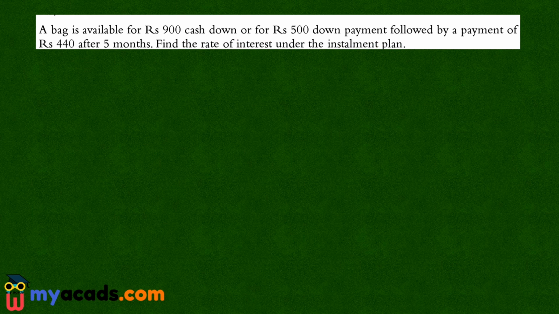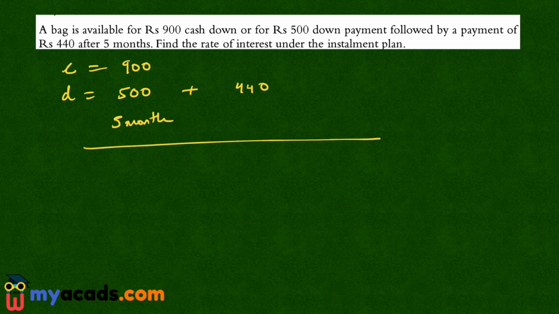So the cost of the bag is 900 rupees. Now either I can give the shopkeeper 900 rupees and buy the bag at this moment, or the second option is that I make a down payment of rupees 500 at present and pay rupees 440 after 5 months. So my timeline is, this is 0, this is 1, 2, 3, 4 and 5th.